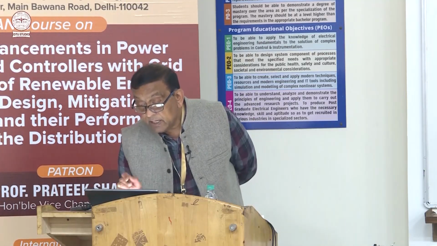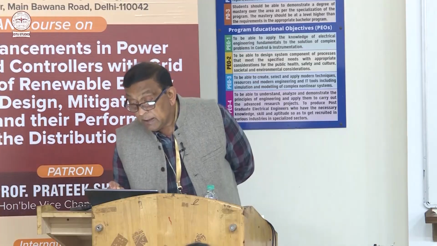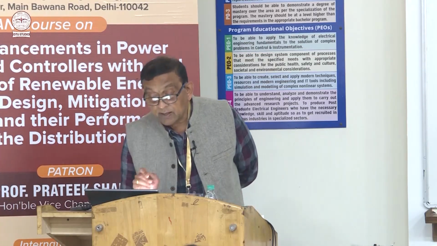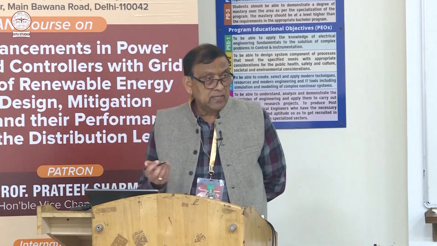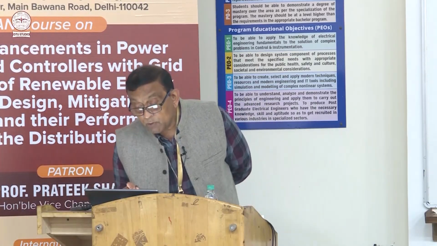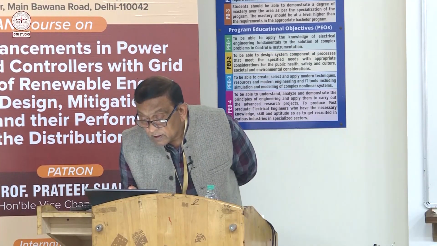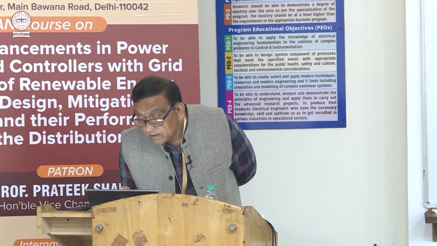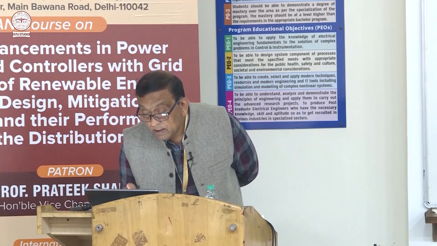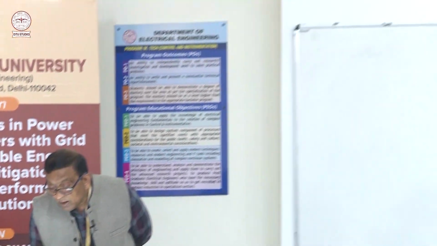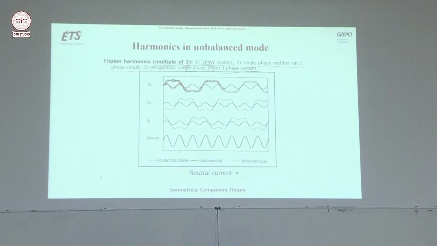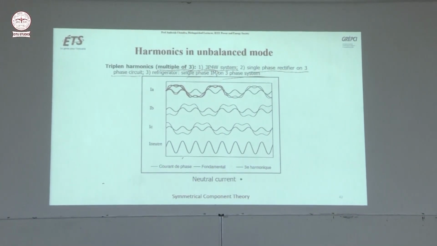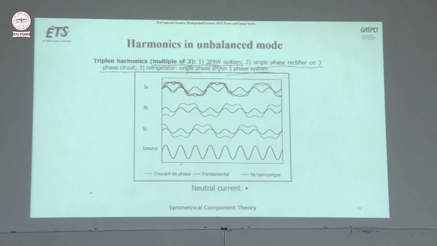So they may be present in a 3-phase 4-wire system. They may be present if a single-phase rectifier on a 3-phase circuit is there, or you have a single-phase induction motor on a 3-phase system. Mostly, and there are many other cases, you may have triplen harmonics. So suppose the phase A current is like this. This is phase A current. You can find the fundamental component, and there is a third harmonic. In 1/2 cycle of fundamental, you have 3/2 cycle, so it is a third harmonic.